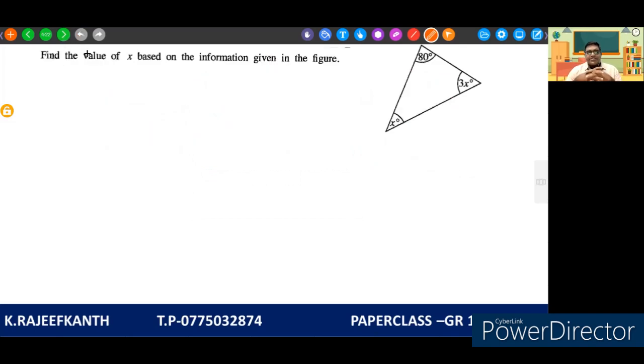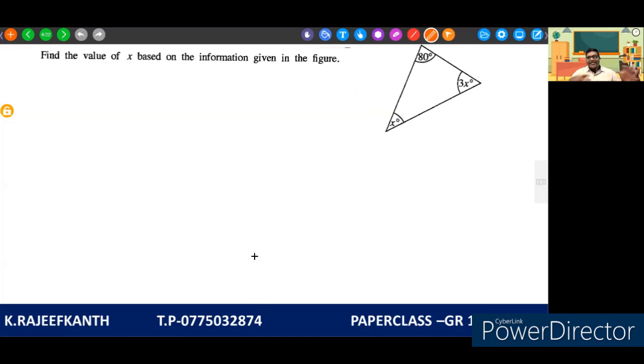Find the value of x based on the information given in the figure. So you have to find the value of x. No need to find the magnitude of each angle. The question is we have to find the value of x. There is a triangle. Here they have marked that the interior angles are 80 degrees, 3x degrees and x degrees. Already you know that the sum of interior angles of a triangle is 180 degrees.